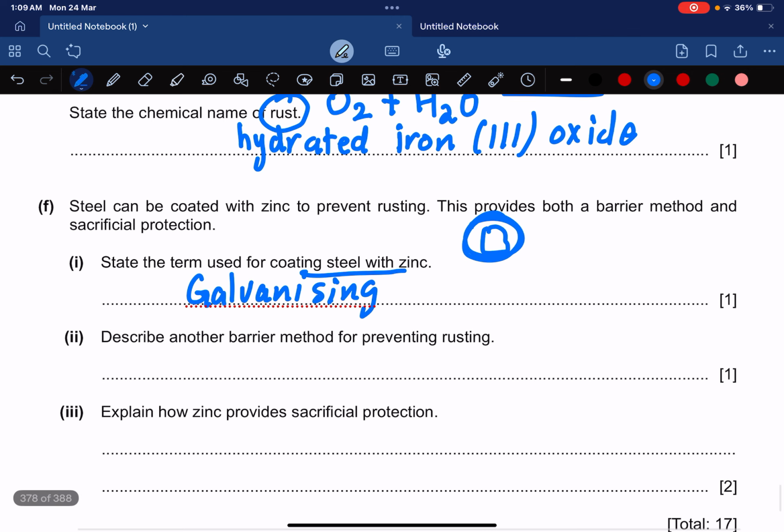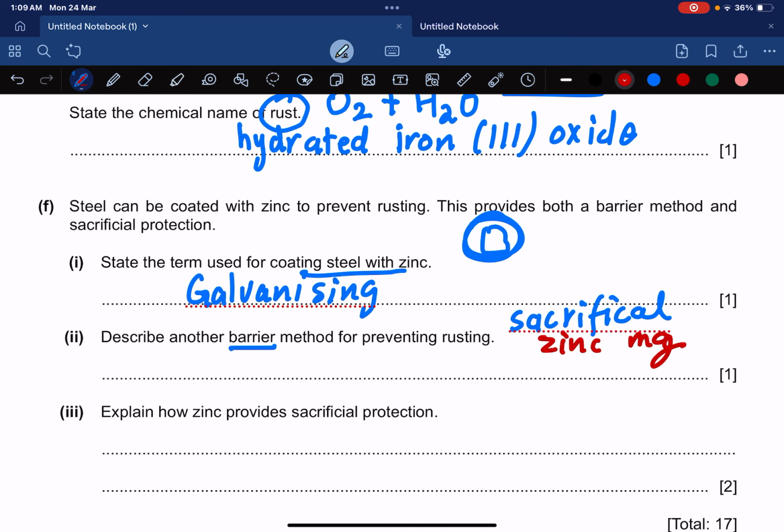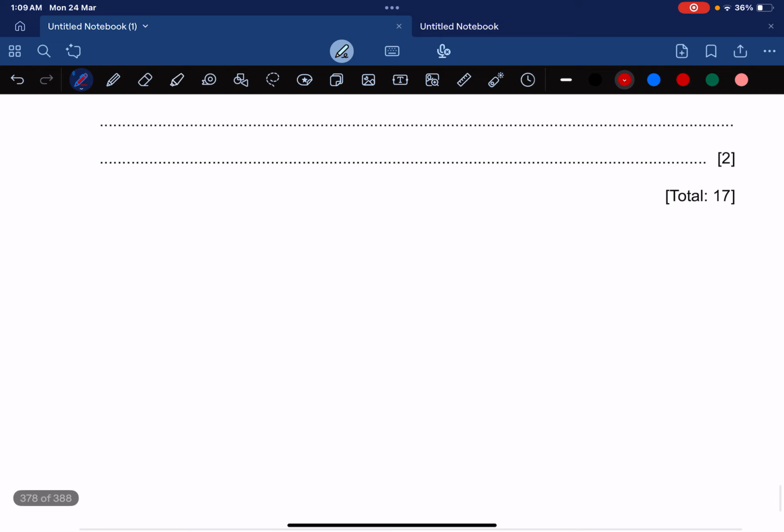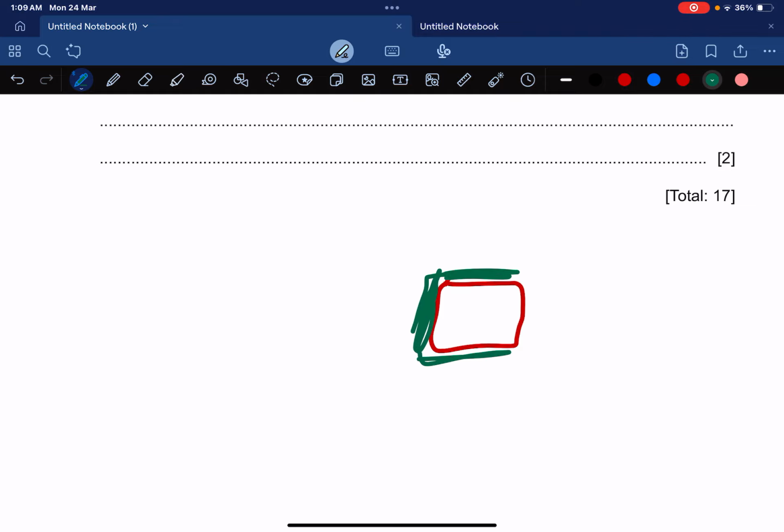Achha, barrier method does not mean sacrificial protection. In sacrificial protection you would use a more reactive metal like zinc, okay, or you can use magnesium, which is more reactive than iron. But what you do in a barrier method is basically you coat your iron. If this is your iron, you coat it with something, anything. It can be plastic, it can be grease, or it can be paint, okay, anything.